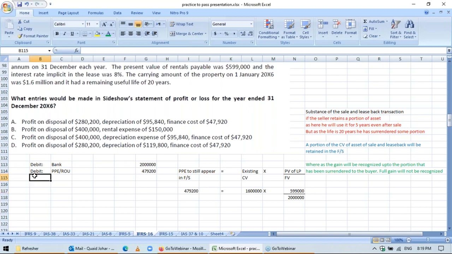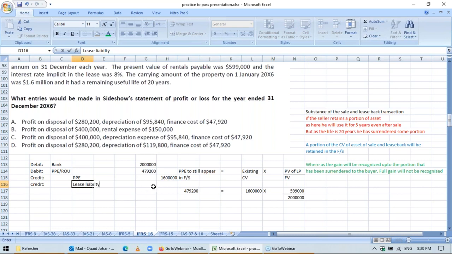Then you need to credit the asset itself, which is at 16 lakh. So we remove the asset from 16 lakh and bring it in at 479,200. What next? In case of lease, you record a lease obligation, a lease liability. We record an asset and a lease liability.